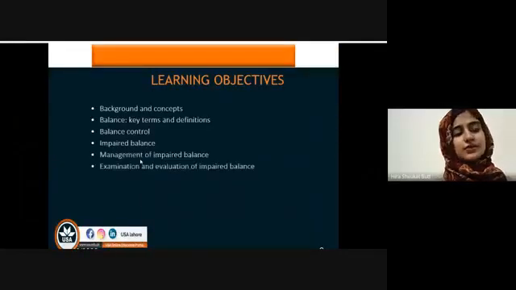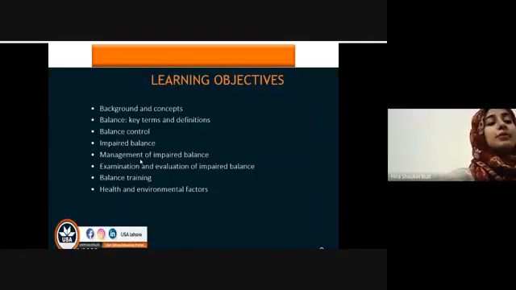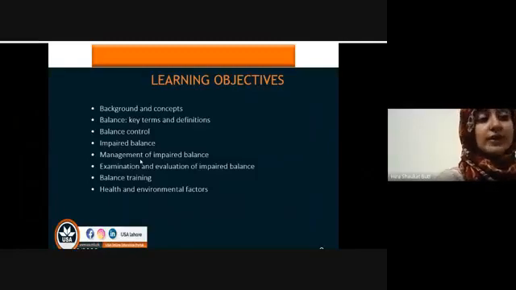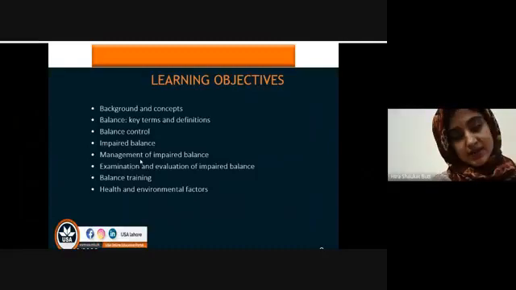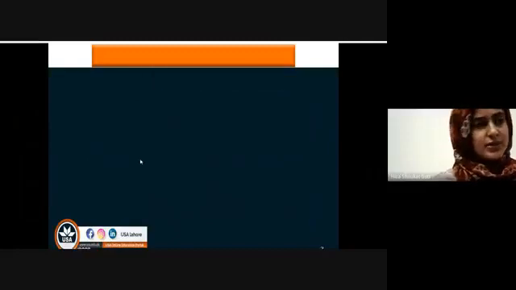What are the learning objectives of today's lecture? At the end of the lecture, you will have a good understanding of the balance of the body. The key terms and some definitions, we will just go through those definitions. What is balance control? What is impaired balance? What is the management of impaired balance? How can you assess and examine impaired balance? What is the evaluation criteria? What are the specific tests? How can you go for balance training, what is the role of some specific exercises, and what are the health and environment factors that we can address. So let's start with today's lecture.